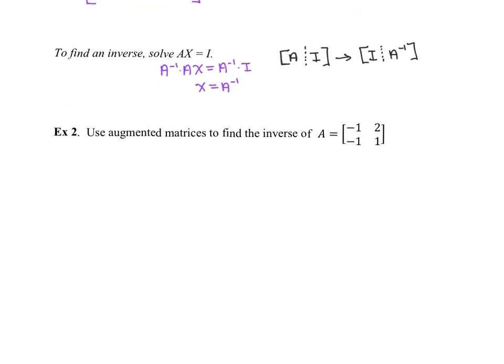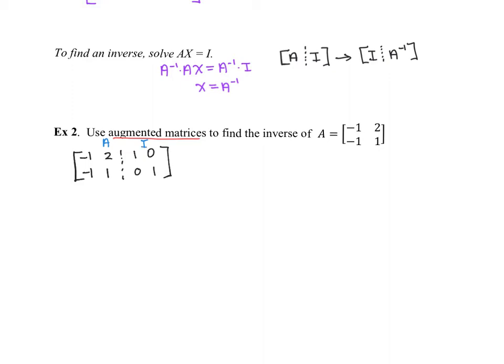Okay, so it says use augmented matrices to find the inverse of A. To start off, I'm going to set this up by augmenting matrix A with the identity matrix that's appropriate for this size. And it said use augmented matrices because later we will use another method to find the inverse. Okay, so this is matrix A. I'm going to augment it with the identity matrix that's also 2 by 2. And then my goal is to convert it so the identity matrix is now on the left and the inverse is on the right.